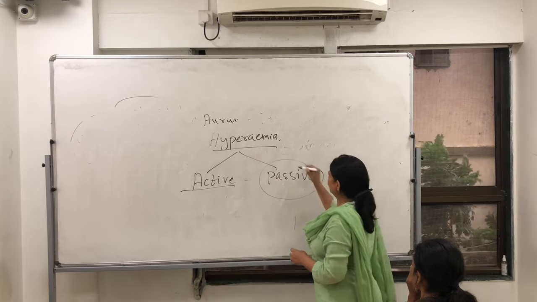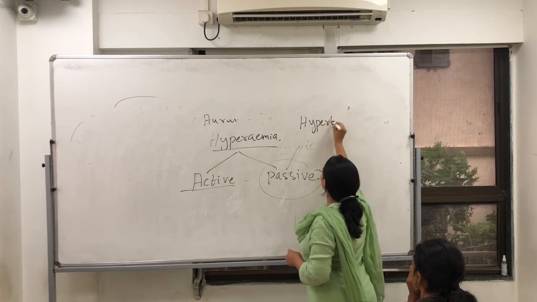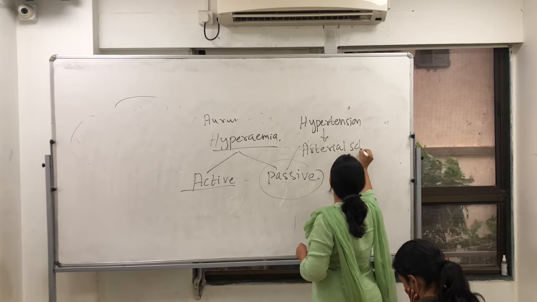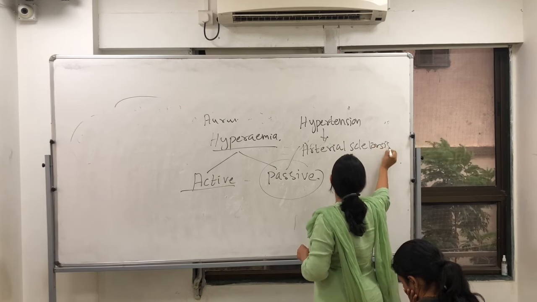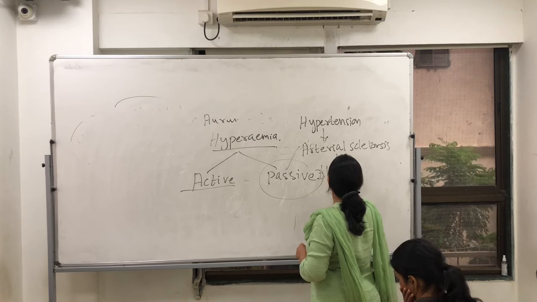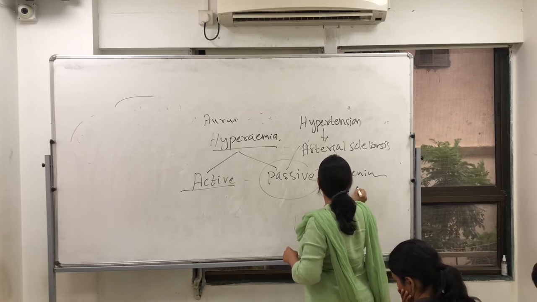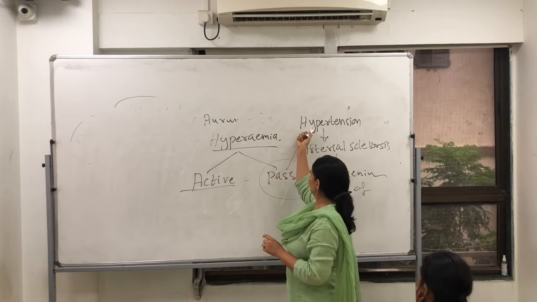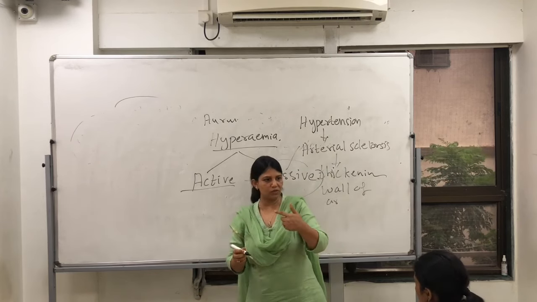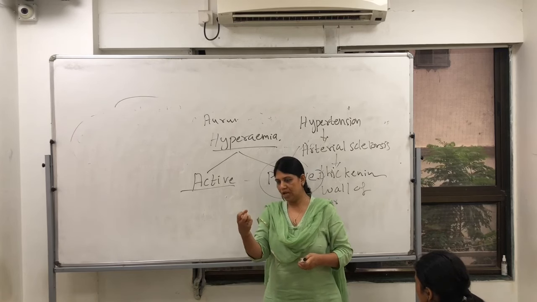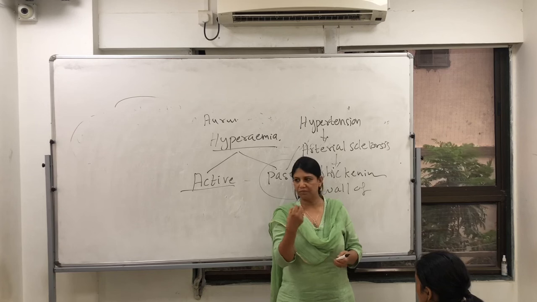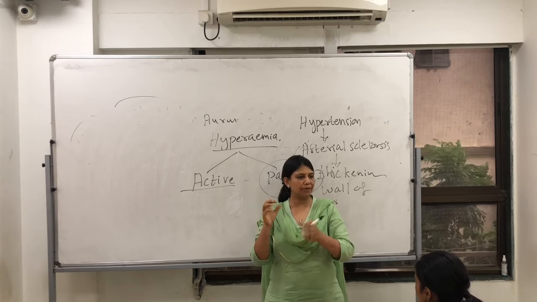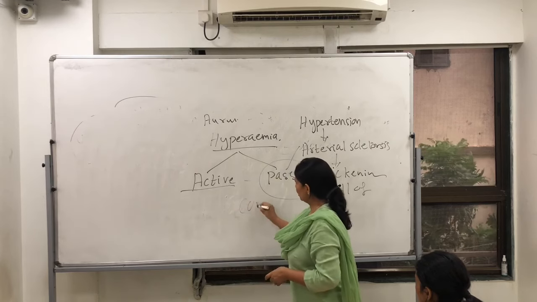But passive hyperemia means hypertension, then arterial sclerosis. That means thickening of the wall of the arteries. So because of that, what happens? The blood vessels have been affected, then there will be arterial sclerosis. So the heart has to pump more. But because the vessels have become thick, the walls have become thick, the heart has to pump more and more, but the blood will not pump out that much. So the heart will now be full of congestion.